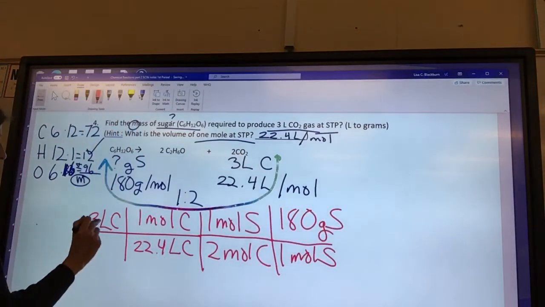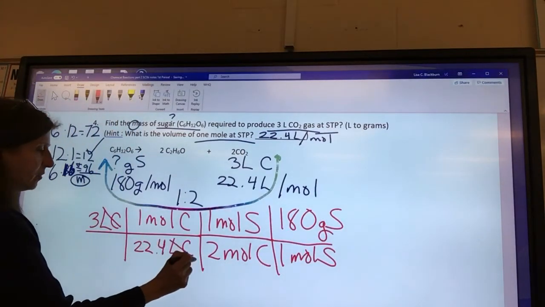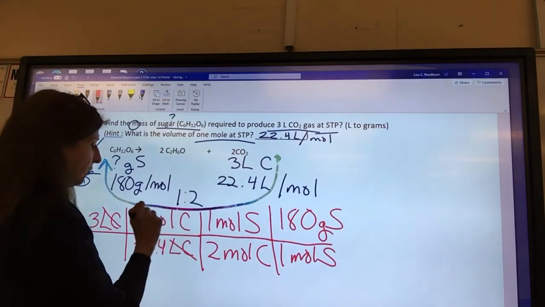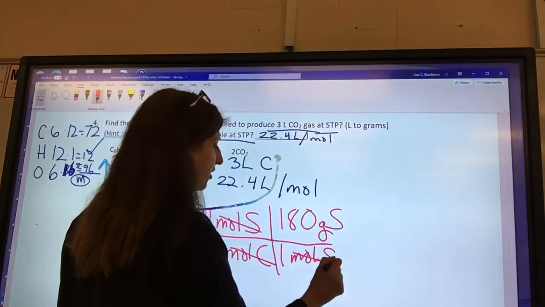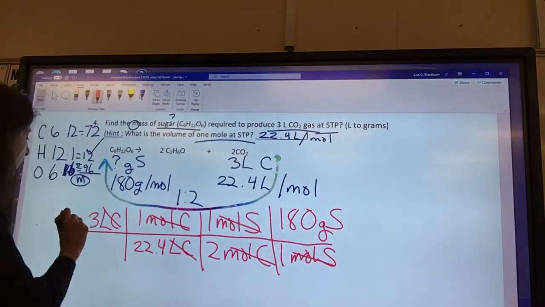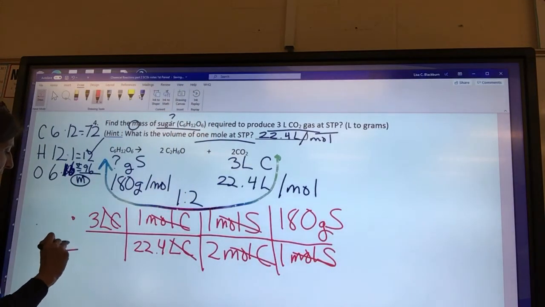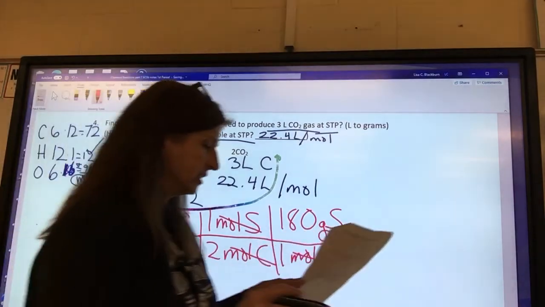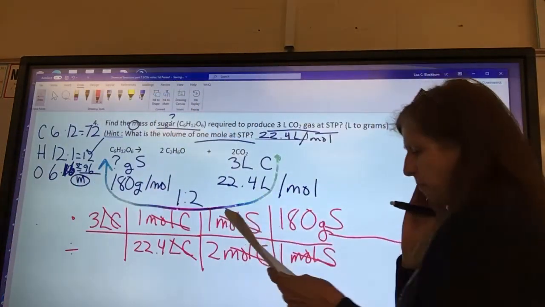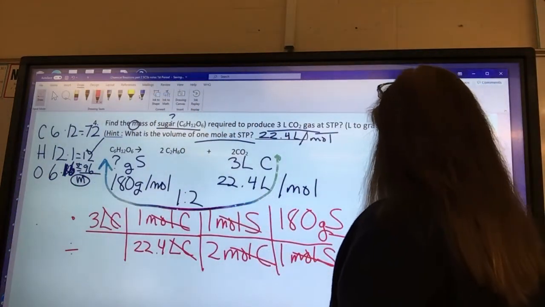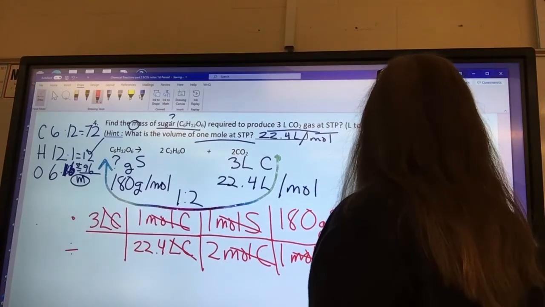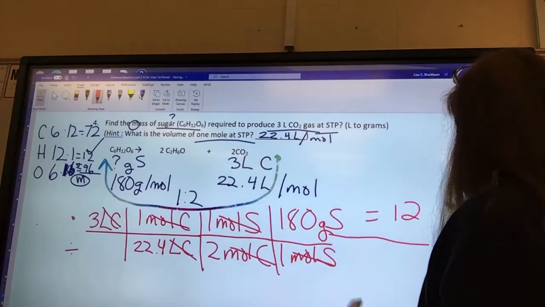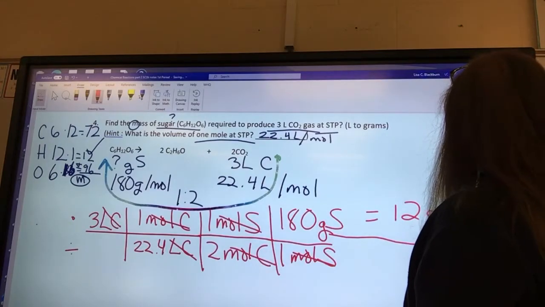All right, so liters of carbon dioxide mark out, moles of carbon dioxide mark out, moles of sugar cross out, and we're left with grams of sugar. Multiply any number on top, divide any number on bottom, and see if you get the right answer. Which is, oh, I made a big old mess. I'll put it up here. 12 grams of sugar.